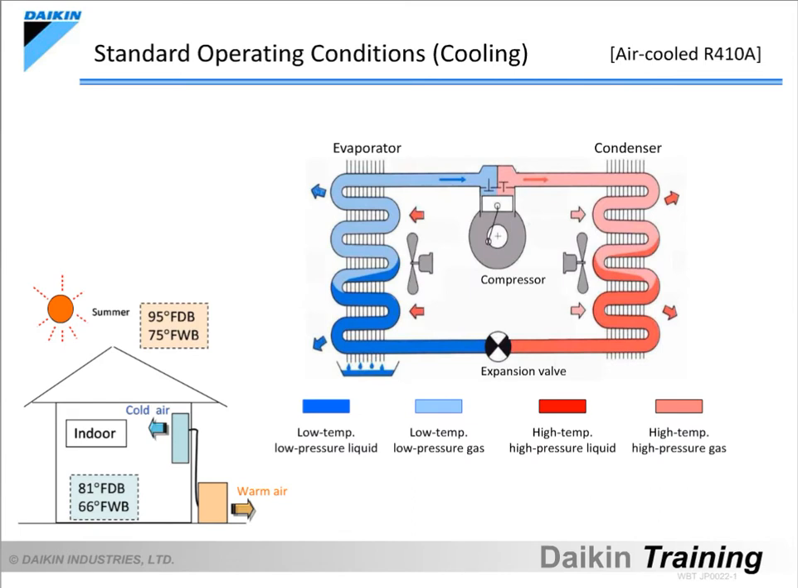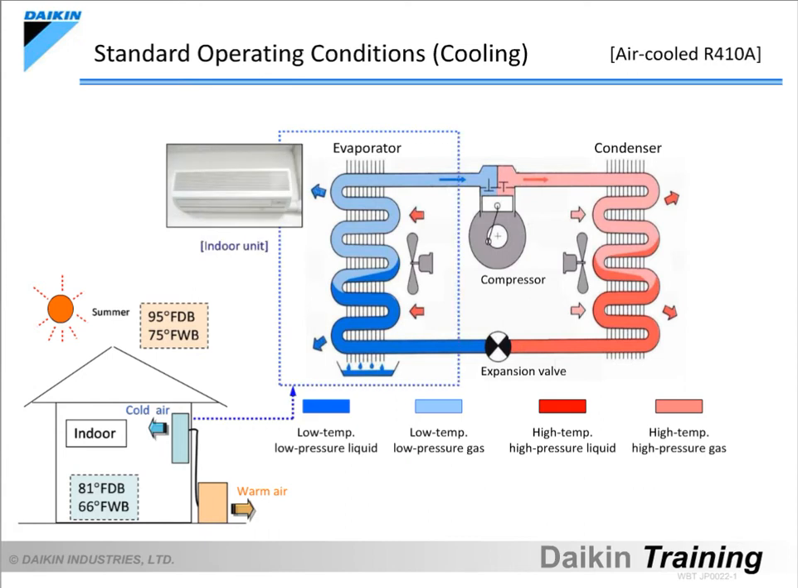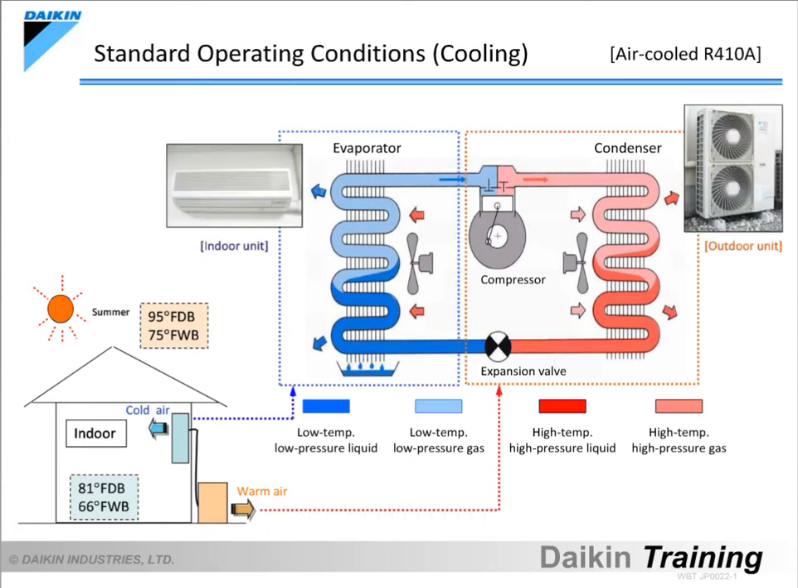Under the standard operating conditions of cooling in the summer, where R410A refrigerant is used in an air conditioner, what would the temperature and pressure levels be in the various points of the indoor and outdoor units? Let's take a look at these levels using the refrigeration cycle of an air-cooled air conditioner.